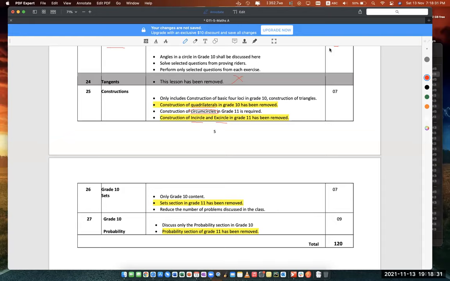So this tangent part, for when proving, is kind of difficult. So, you know, they have removed it.